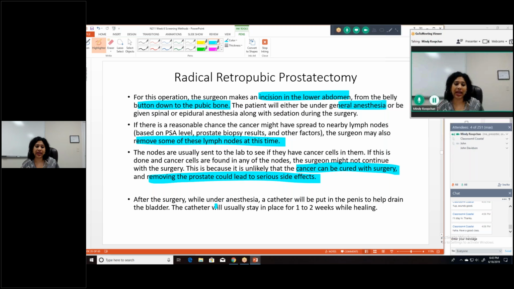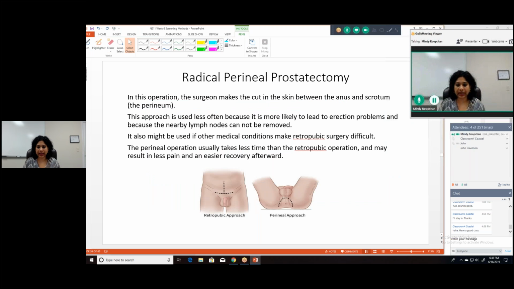So after the surgery now, while under the anesthesia, they put a catheter in to help drain the bladder, and it usually stays in place for 1 to 2 weeks while healing. So at that point, what we have to do as nurses is keep an eye on any possible infection.